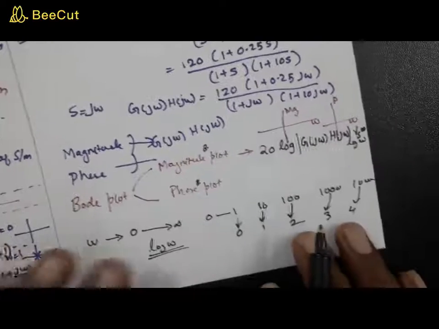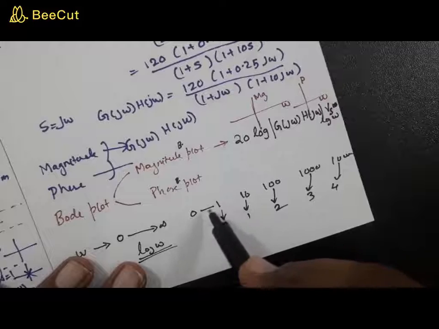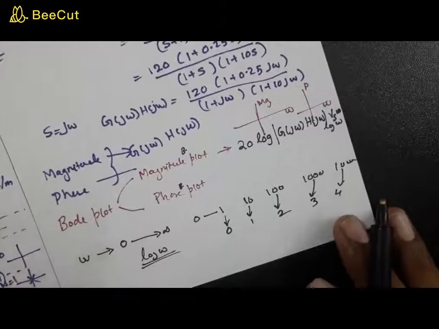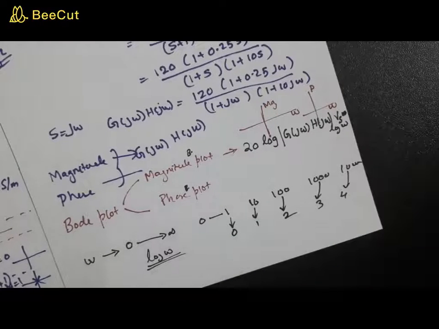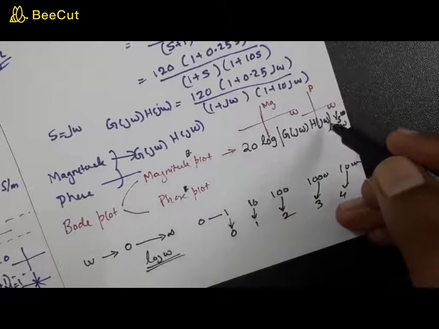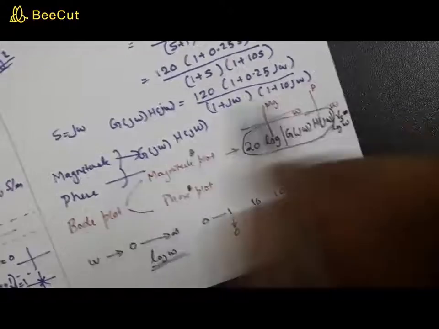Now, if it is a normal graph, how can you put all these high range and low range of frequencies together in a graph? It is not possible. So for that we use logarithm of omega. Okay, now the plot with 20 log |G(jω)H(jω)|. What is this called? 20 log |G(jω)|.